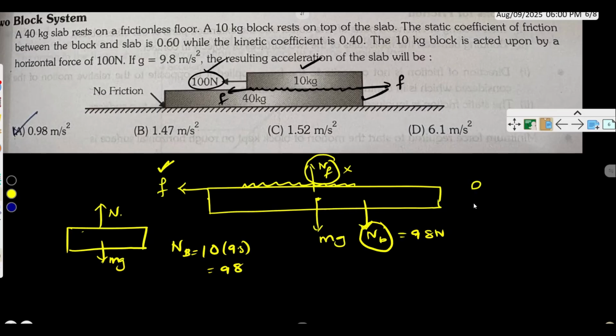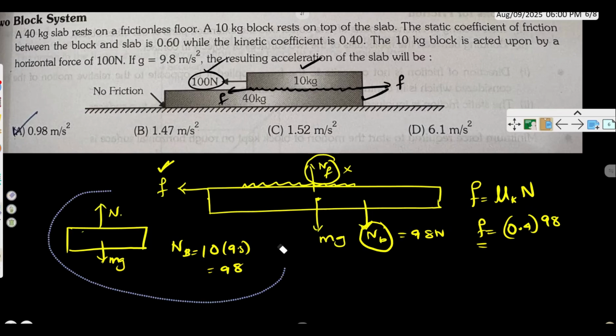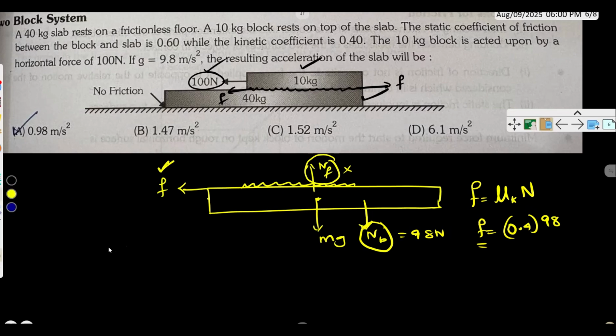So I will calculate the friction. Friction is equal to mu k into normal reaction. The kinetic friction is mu, which has been given as 0.4, and normal reaction is 98. This friction is responsible for the block to move. So friction is equal to mass into acceleration. Why? Because this is the only force that is causing acceleration in this. This acceleration we can calculate.